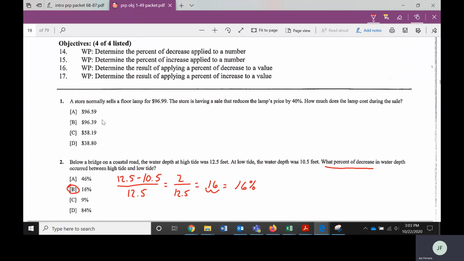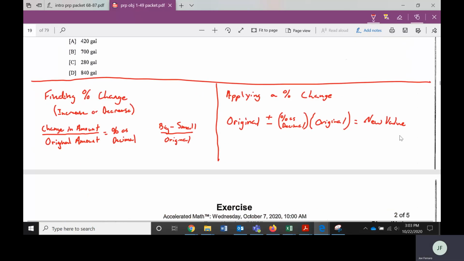Okay, so number 1, a store sells a floor lamp for $96.99. Store is having a sale that reduces, so a couple keywords, a sale that reduces the lamp's price by 40%. So anytime you see sale or the word reduce, that means it's going to go down. Okay, how much does the lamp cost during the sale? So if we use, again, I'm not going to rewrite it up there, it's right here.